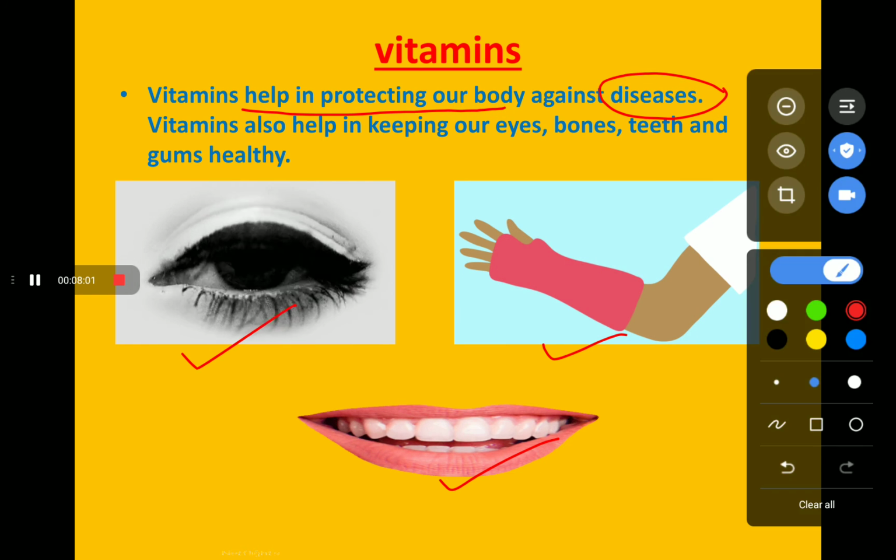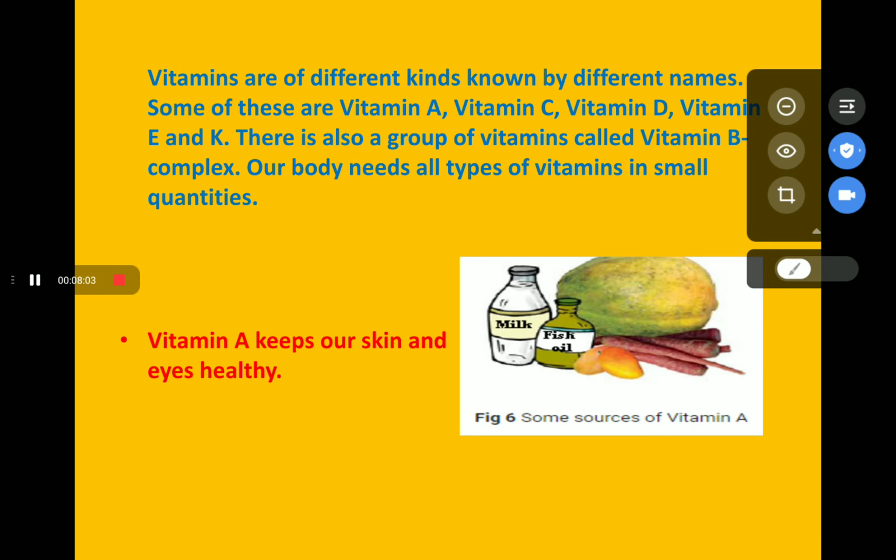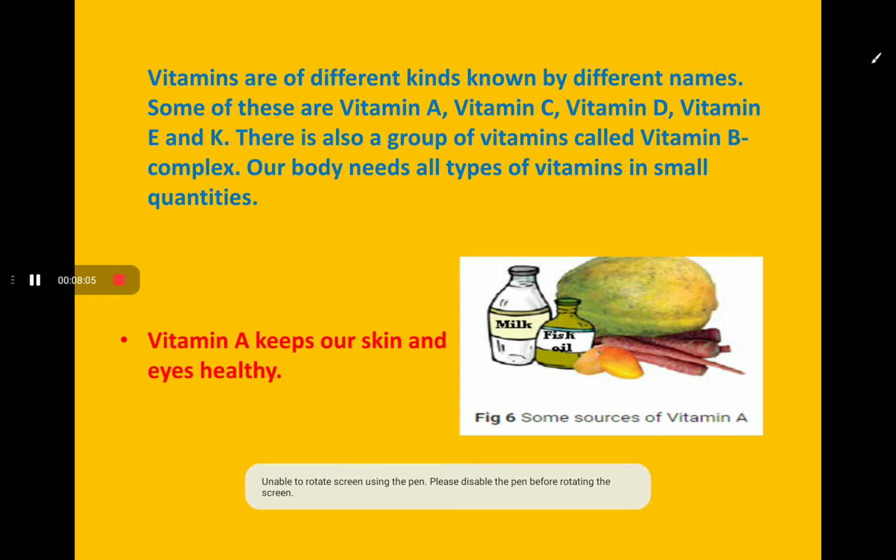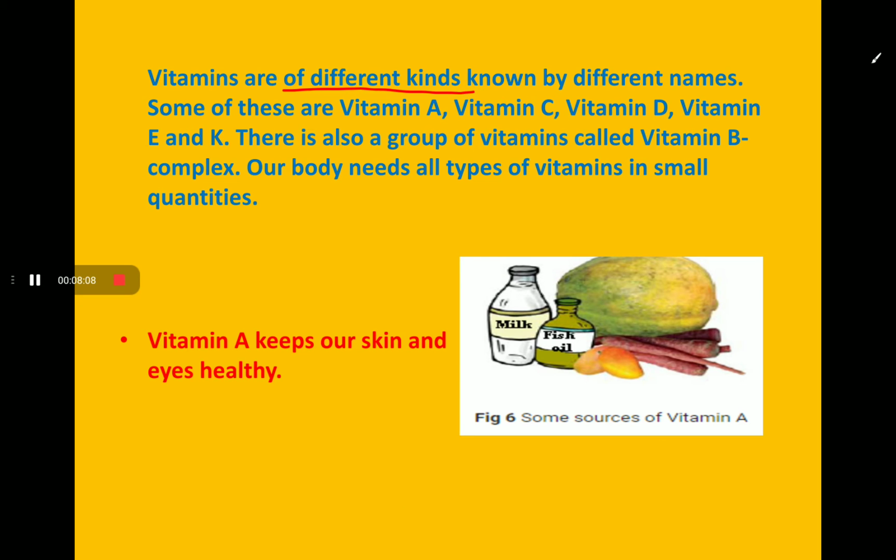Now, in the next slide, vitamins are of different kinds and are known by different names. So, what are the different names for the vitamins? They are vitamin A, vitamin C, vitamin D, vitamin E and K. And the group of vitamins is called vitamin B complex. Our body needs all types of vitamins but in small quantity.